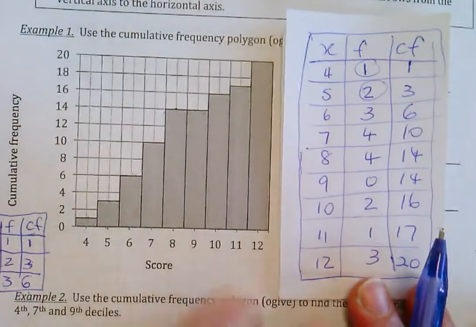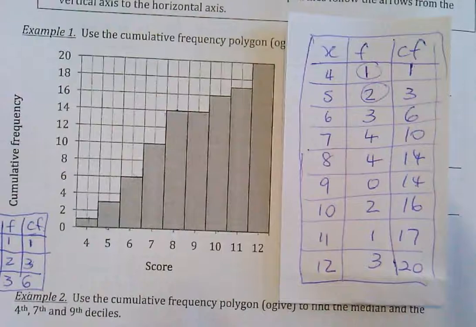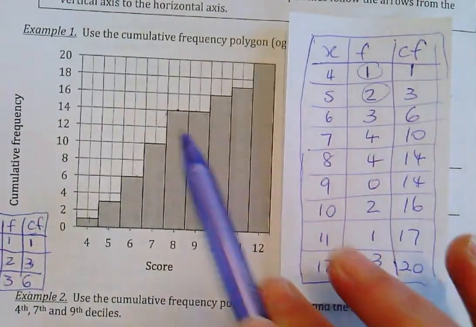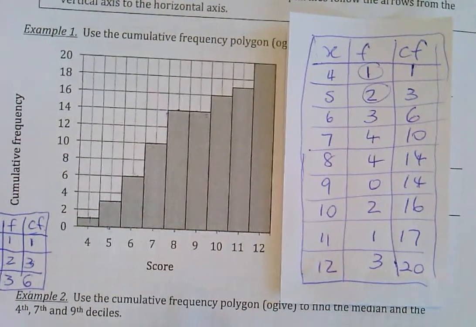Is that a question? Yes. Because cumulative frequency is a running total of the frequencies, it never goes down. But it can sometimes stay the same if the score doesn't occur.